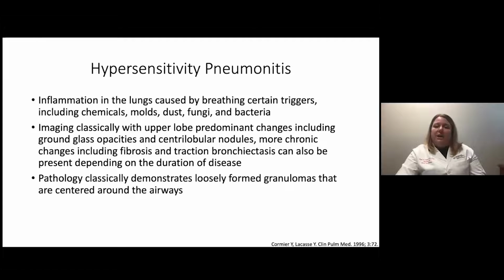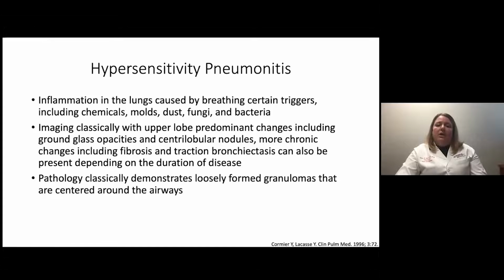As more chronic changes happen, so if the exposure is ongoing and not removed from the patient, the inflammation will eventually turn to scar. And in those same areas where you previously had ground glass and these nodules, it can turn into fibrosis and traction bronchiectasis, or areas where there's scarring that are pulling the airways apart more than they should be. And that depends on the duration of the disease and usually the duration of the exposure for the patient.